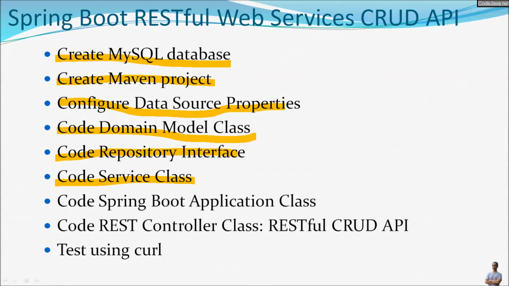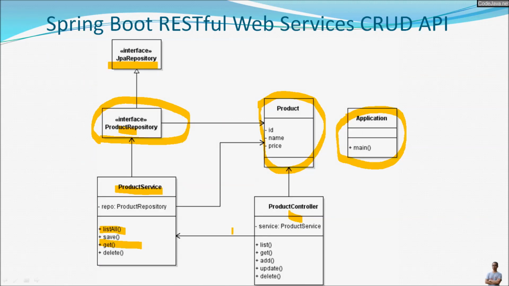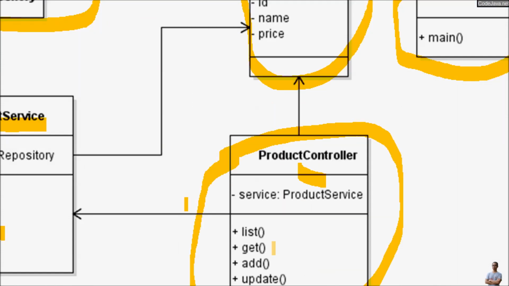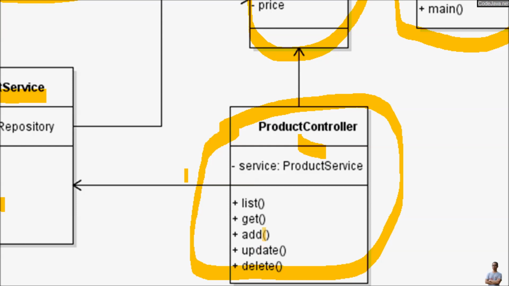So far we have created the ProductService class. The main application class is generated, and now let's write code for the REST controller class to provide a RESTful API for CRUD operations. As you can see in the class diagram here, the ProductController class has methods exposing the RESTful web services API: list, add, update, and delete.